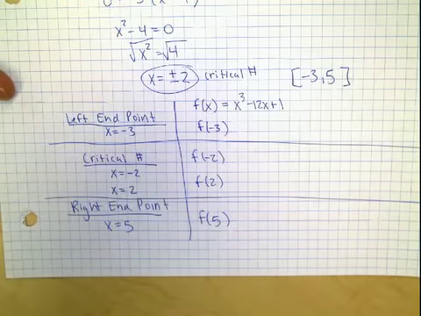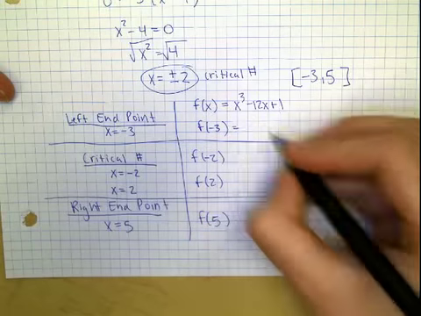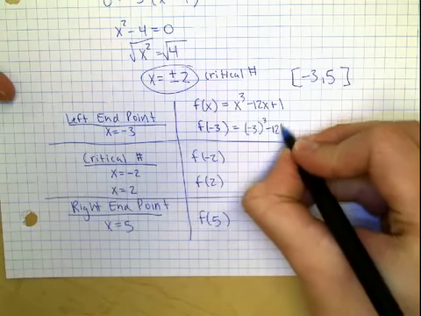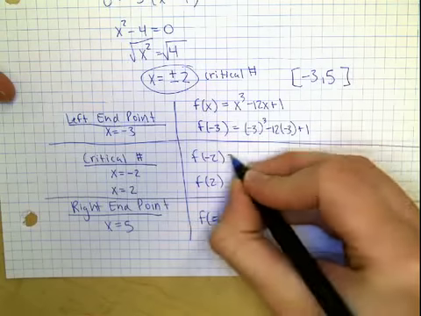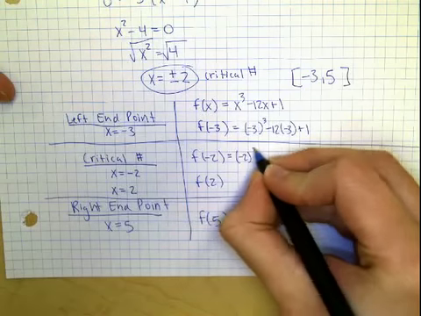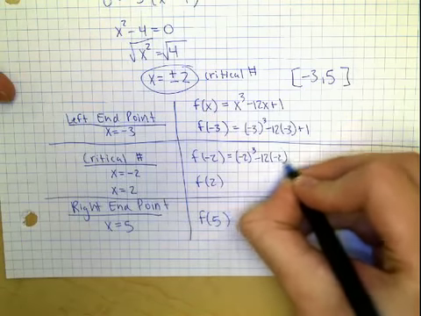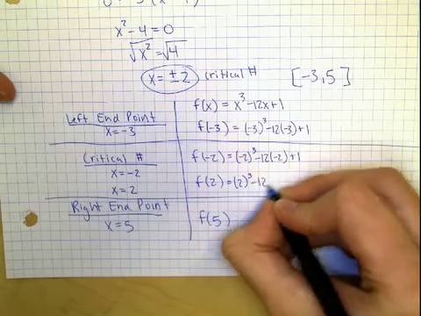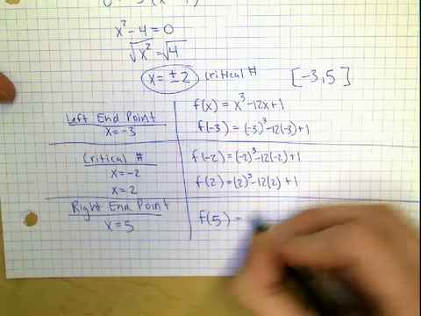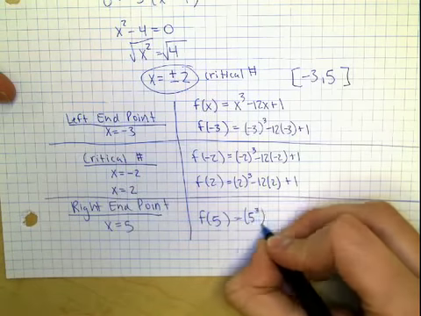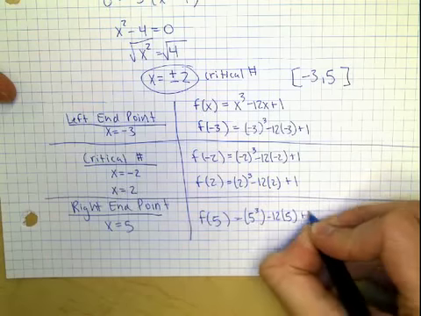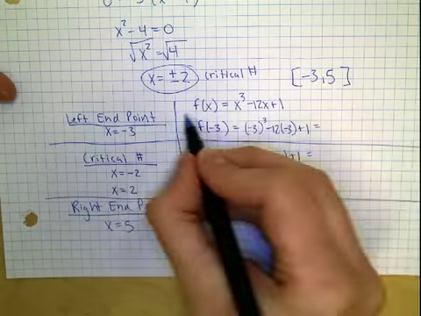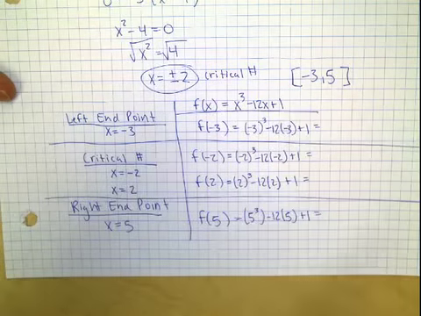If I don't have my calculator, this is still solvable because I'm just going to plug in all these values. For -3, it's going to be -3 cubed minus 12 times -3 plus 1. If I plug in -2, it's going to be -2 cubed minus 12 times -2 plus 1. Plug in +2, it's going to be 2 cubed minus 12 times 2 plus 1. Plug in 5, it's going to be 5 cubed minus 12 times 5 plus 1. Each one of these I can plug in and get a number pretty easily. It's not going to be too hard. So I'm plugging all these values back into f of x.